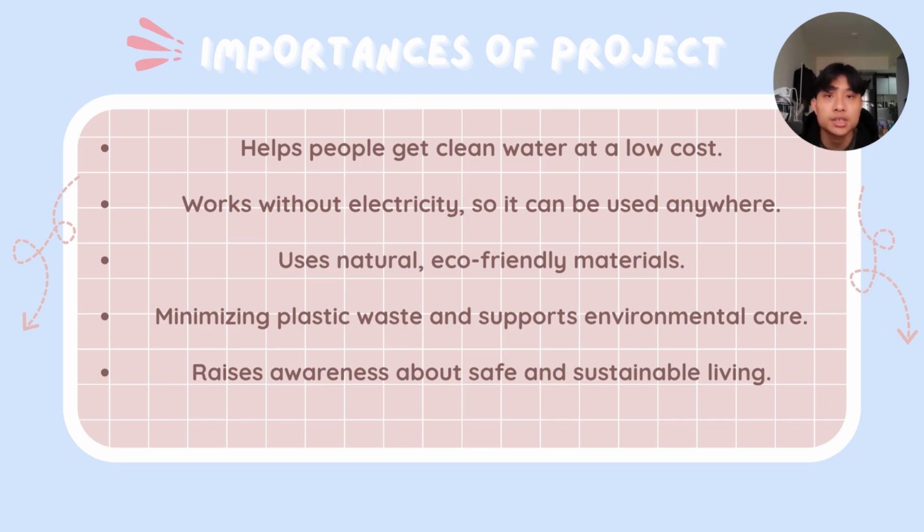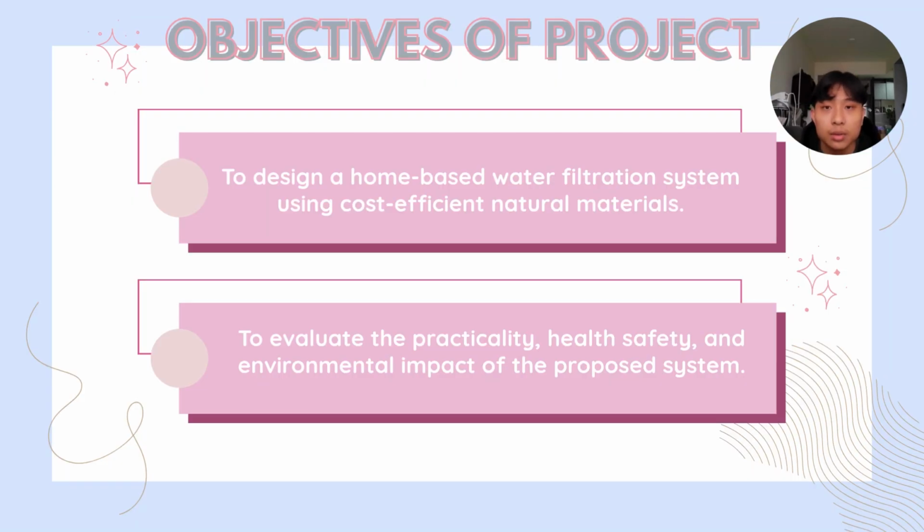Next, we move on to the importances of the project. First, it helps people get clean water at a lower cost, works without electricity so it can be used anywhere, uses natural and eco-friendly materials, minimizing plastic waste and supports environmental care, and last but not least, raises awareness about safe and sustainable living. Now, the objectives of our project are to design a home-based water filtration system using cost-efficient natural materials and to evaluate the practicality, health, safety, and environmental impact of the proposed system.